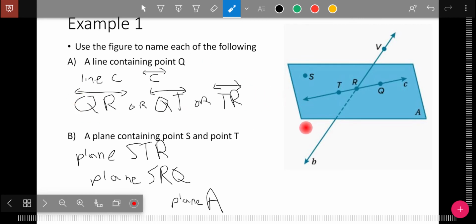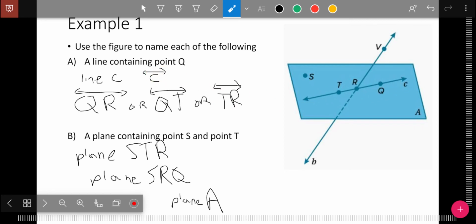A line containing point Q. Well, let's look at the picture. Point Q is right here on this line. So how do I name that line? Well, I can name it line C. Or if you want to put the little C with the line symbol above it, I will accept that.